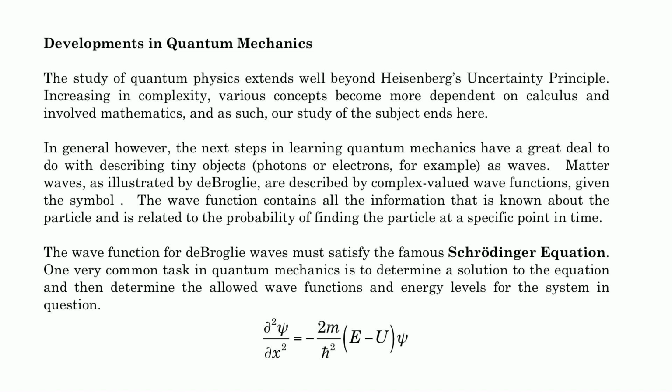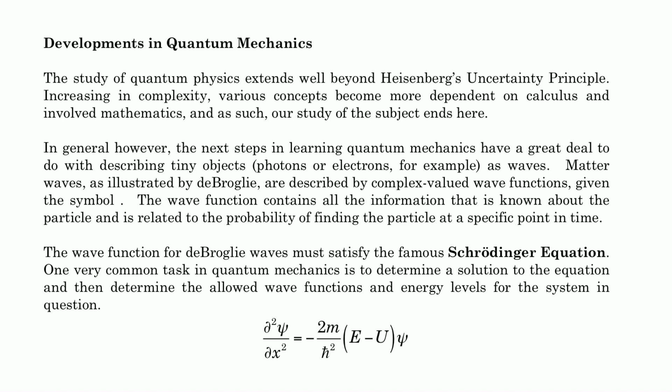wavelength, and so some of these things, basically matter waves, are described by wave functions, which involve complex numbers and a whole bunch of other interesting terminology. Wave functions contain all the information that we need to know about the particle, and it's very related to the probability of finding a particle at a specific point in time in a specific spot. So the wave function for de Broglie basically must satisfy this thing called the Schrodinger equation, which is listed below.